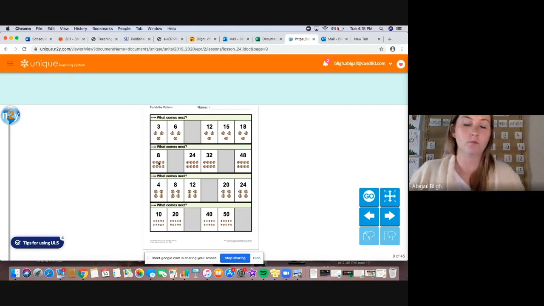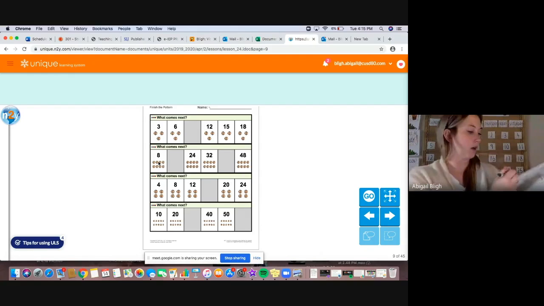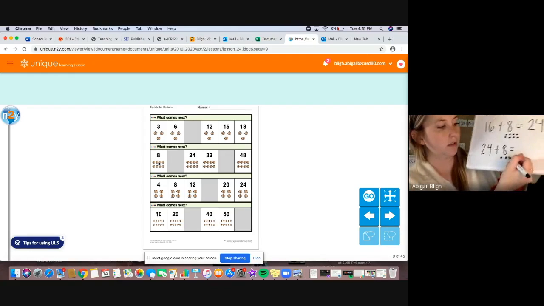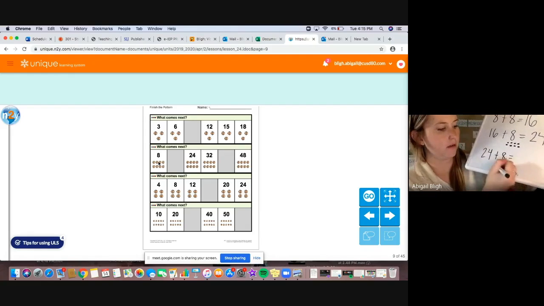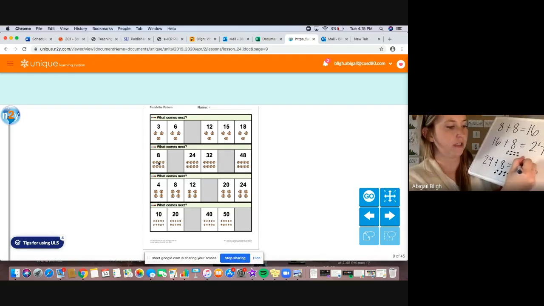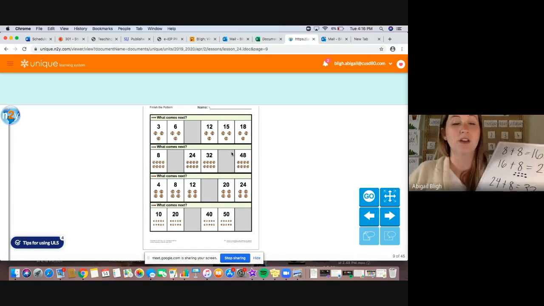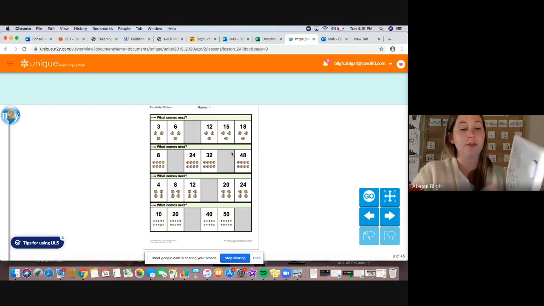Okay. Now I'm adding 24 plus 8. Again, I'm going to count up. 24, 25, 26, 27, 28, 29, 30, 31, 32. Is that what they have right here? Yeah, they do. So now there's another blank space, so I got to fill in that blank space.